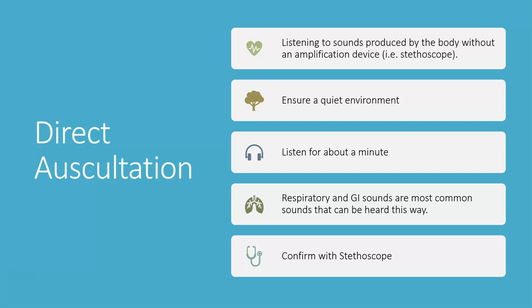We want to ensure a quiet environment so we can really hear. We're going to listen for about a minute. Typically what can be heard through direct auscultation would be respiratory sounds or GI sounds. So respiratory sounds, if they're heard, like maybe wheezing or stridor, usually that's pretty severe if you can hear it without an amplification device. GI sounds, this would be something like when you hear your stomach growling or something like that, we can hear that without the use of a stethoscope a lot of times. But again, anything that we hear, we want to further confirm with the stethoscope.